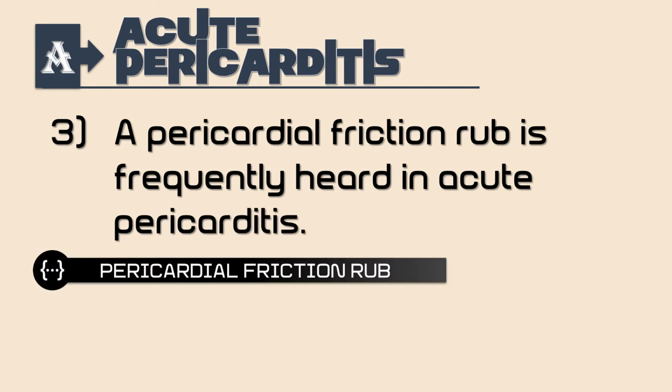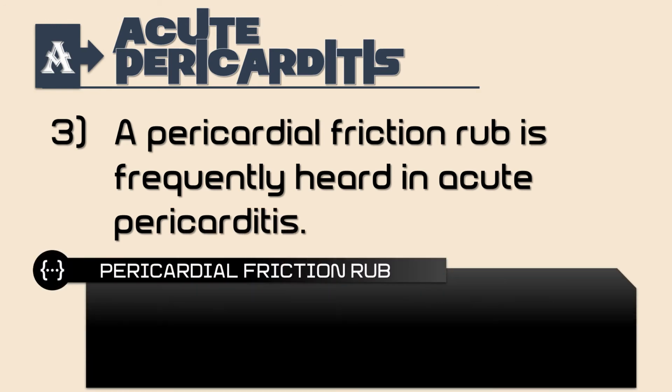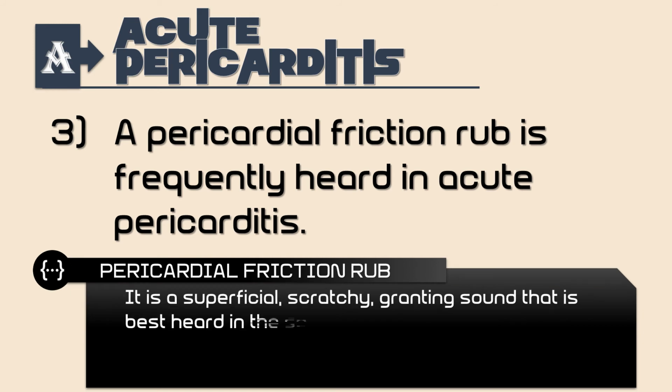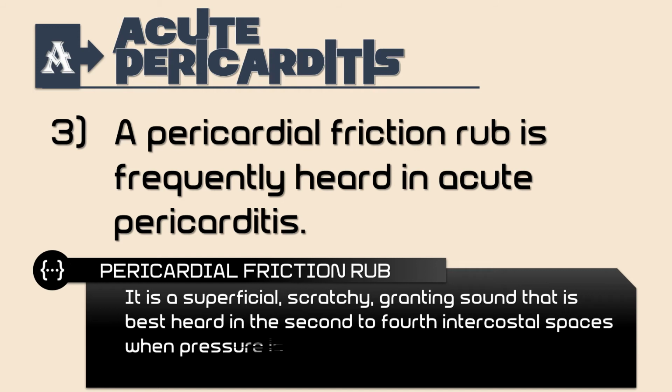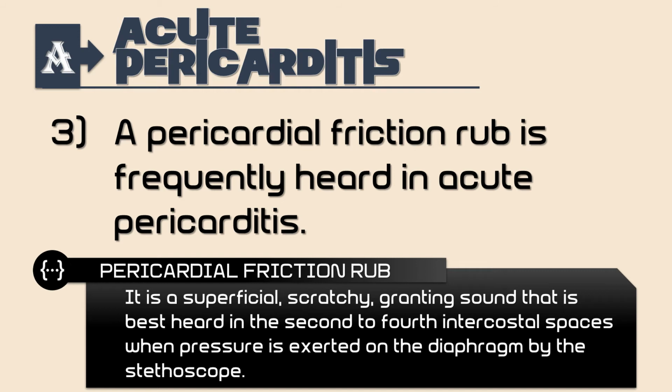What is a pericardial friction rub? Pericardial friction rub: it is a superficial, scratchy, grunting sound that is best heard in the 2nd to 4th intercostal spaces when pressure is exerted on the diaphragm by the stethoscope. Let's listen to how it actually sounds.